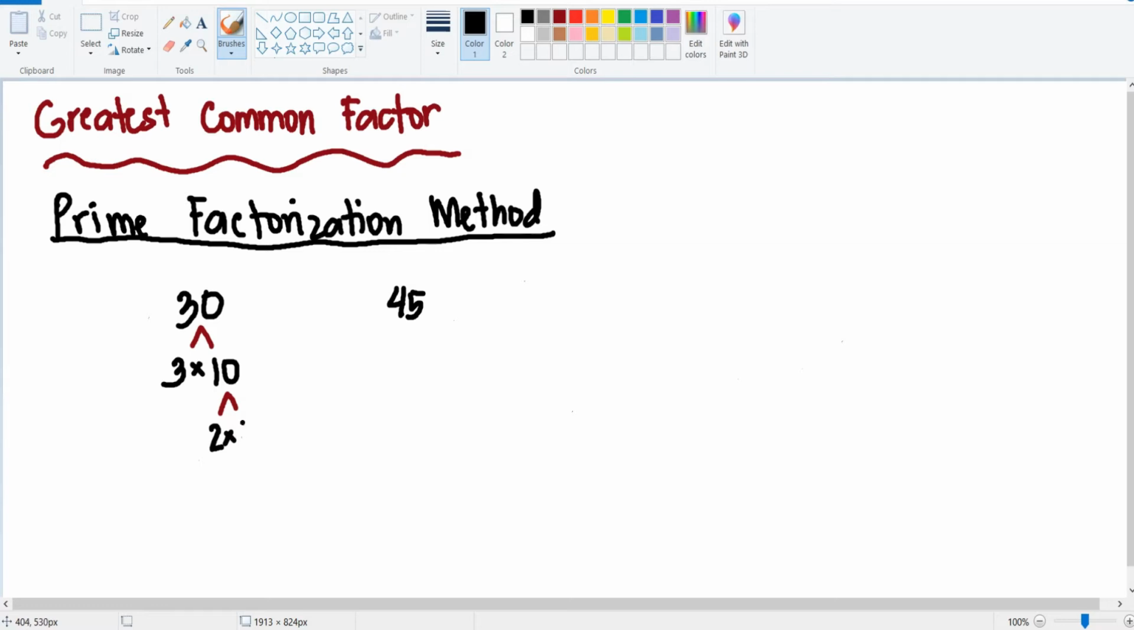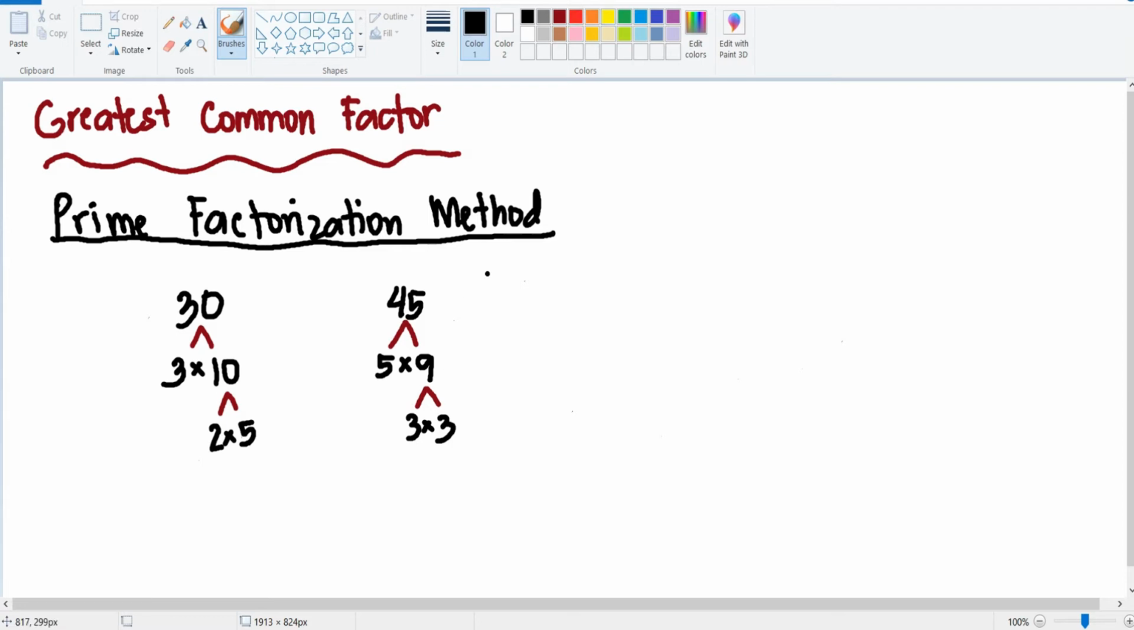Now let's go with 45. Now in 45, we have the two numbers 5 and 9. So 5 is already a prime number and 9 is still a composite number. So we have to look for the two factors of 9. We have 3 times 3. And those are prime numbers. That is how you're going to use the prime factorization method.